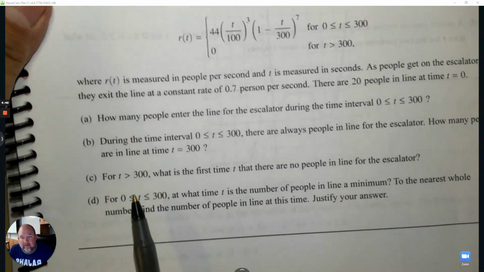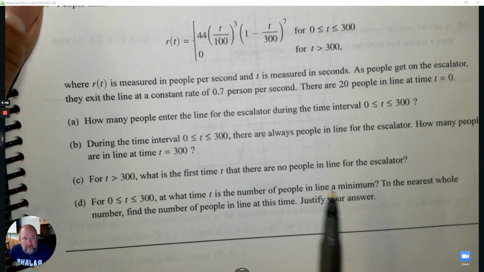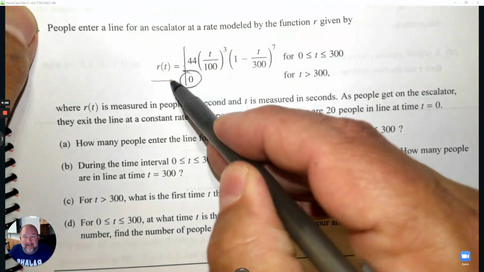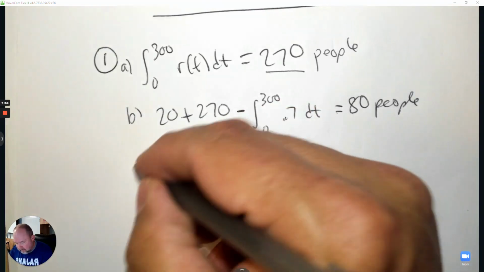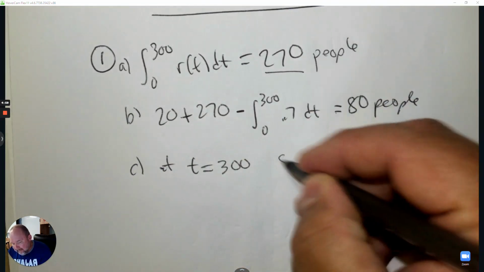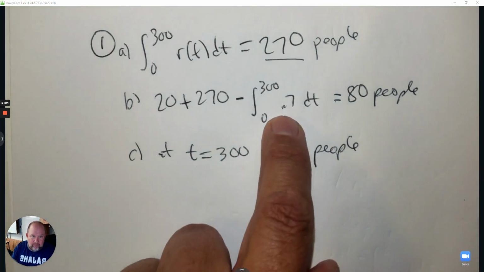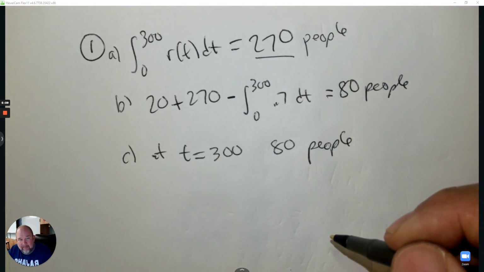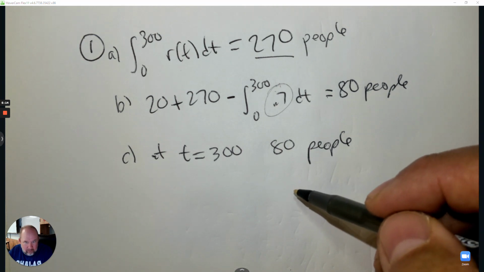Part C. When t is greater than 300, what is the first time t that there are no people in line for the escalator? We're not adding anyone after 300. So right now at 300, we have 80 people, and we know that they are removing at this rate. So the question is, at what time are there no people left using this rate?